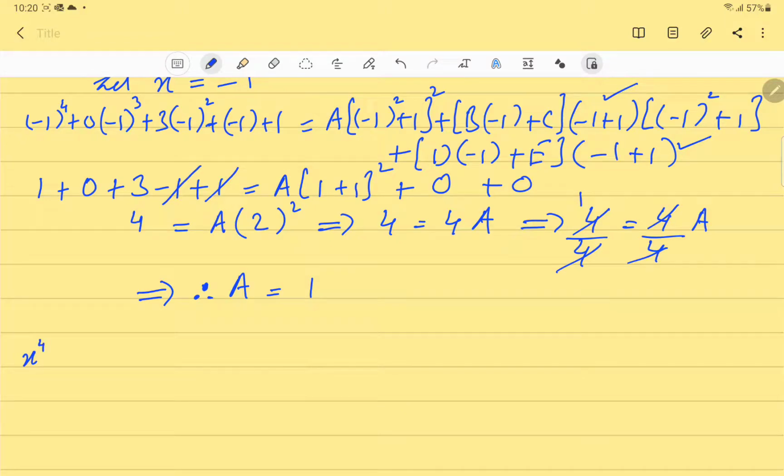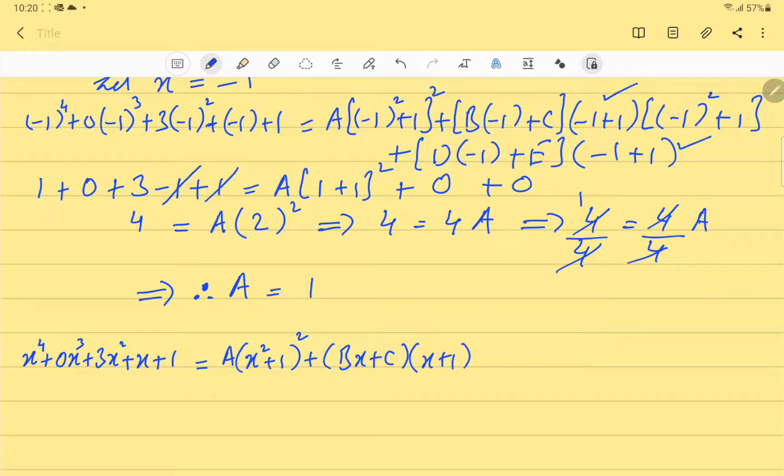x^4 plus 0x cube plus 3x squared plus x plus 1 is equal to a into (x squared plus 1) whole square plus (bx plus c) into (x plus 1) into (x squared plus 1) plus (dx plus e) into (x plus 1).